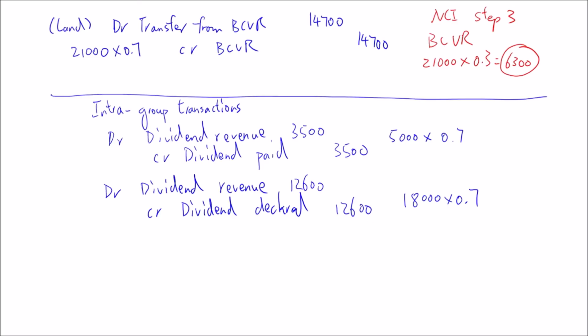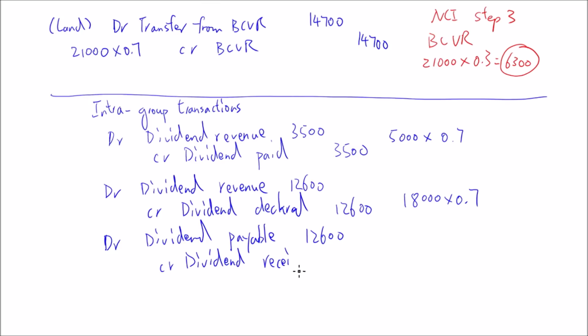And because this one is dividend declared on top of the revenue, you also need to eliminate the payable and receivable as well. So we're going to debit dividend payable. Same amount as before, and then credit dividend receivable. $12,600. So that will be the first intra-group transaction. After that, I tend to follow the order of the additional information provided.